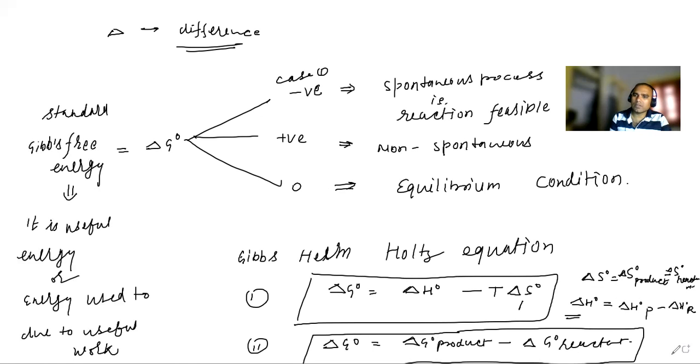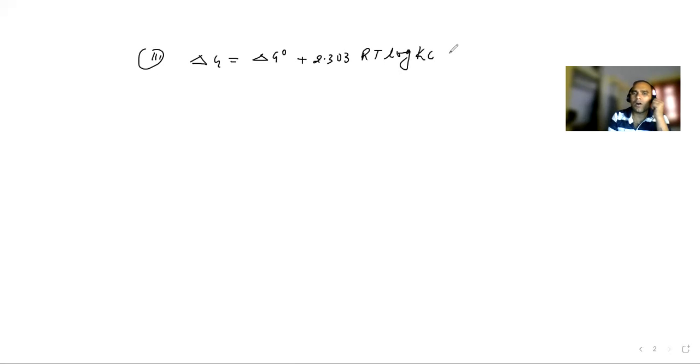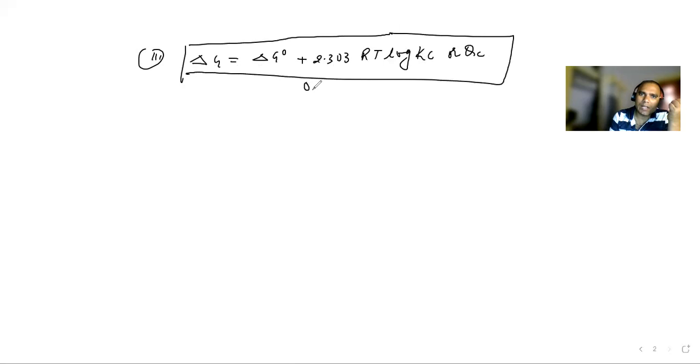The third equation is also there. Delta G is equal to delta G naught plus 2.303 RT log Kc, or it can be Qc also. The point we need to keep in mind here is that this equation can also be written in terms of ln, because ln is equal to 2.303 log.